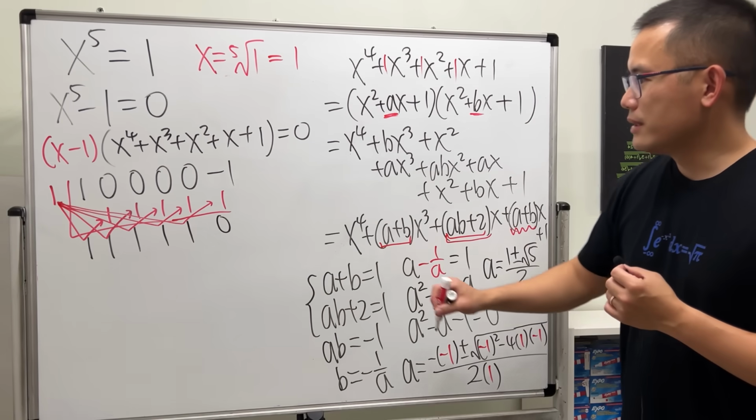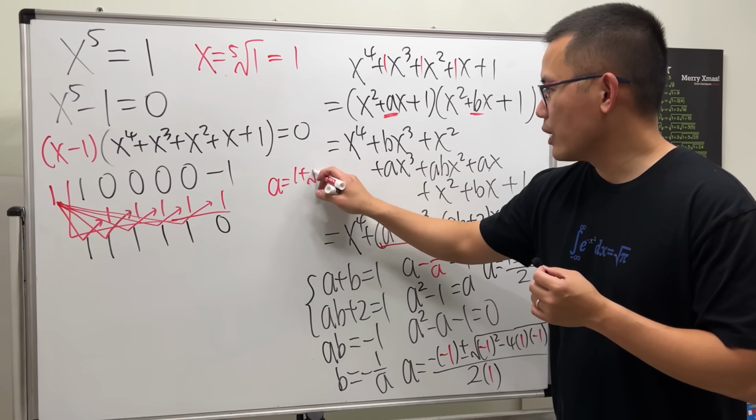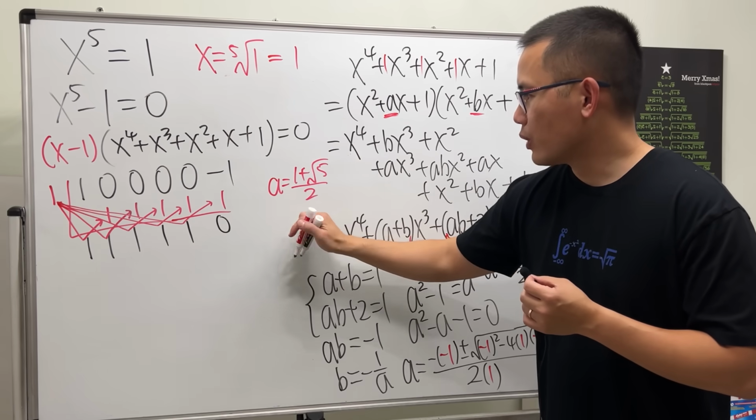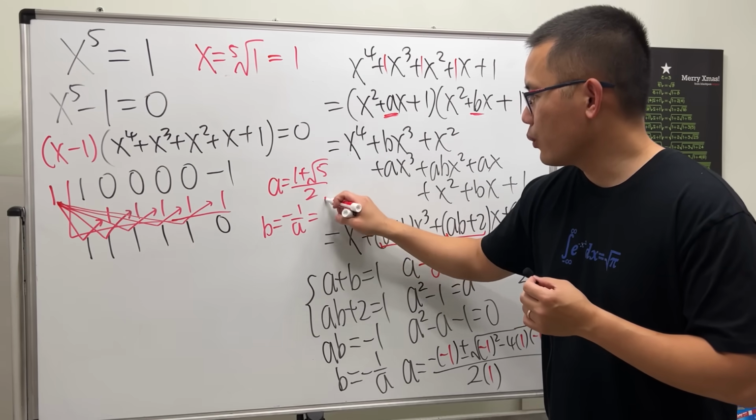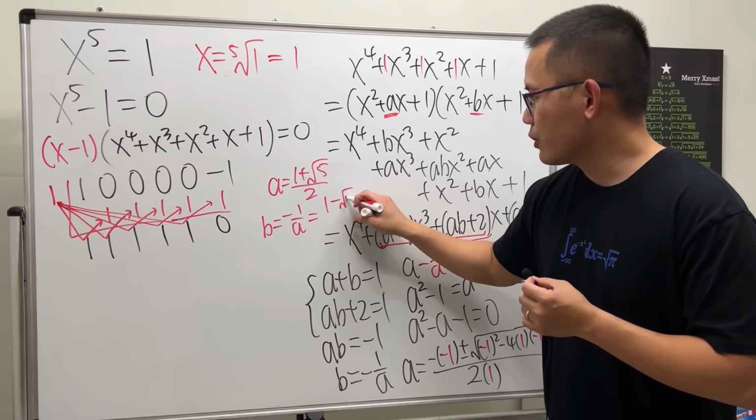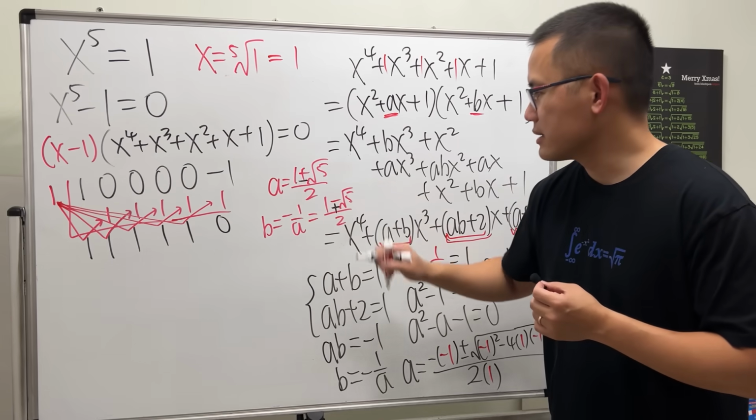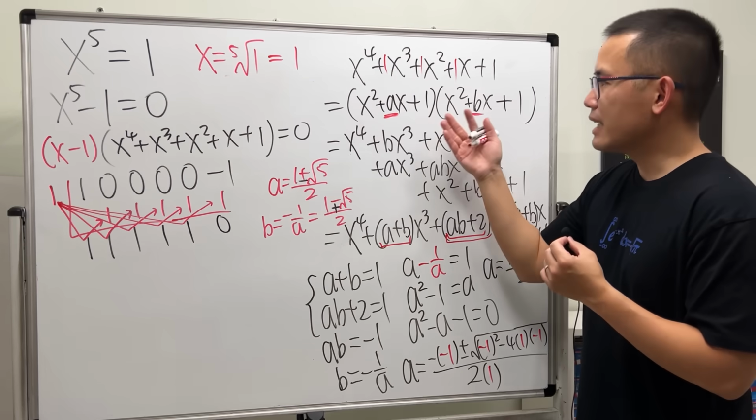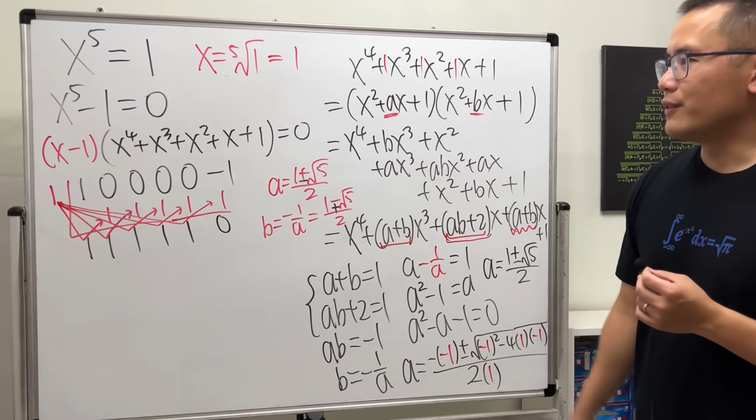I will just write this down. If you say a is equal to 1 plus square root of 5 over 2, work this out. b equals -1 over a. You will get 1 minus square root of 5 over 2. If you take a negative here, you get positive right here. And then when you put them back, it really doesn't matter. So that's how you can verify it.